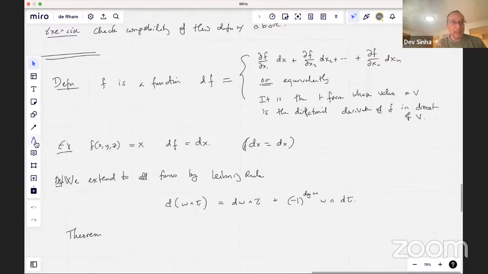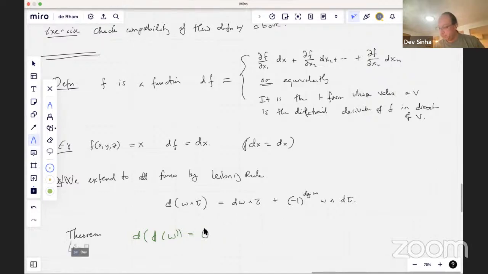d of d of any form is 0. In other words, we often say this is d squared equals 0. Okay, hopefully this is okay. So that's remarkable.